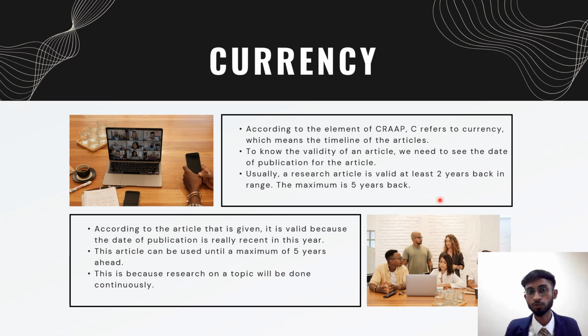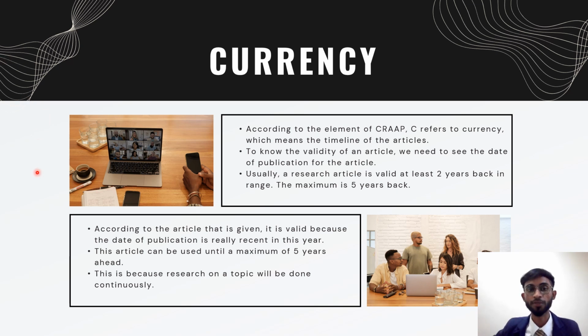If we are about to look for research that has been conducted 10 to 15 years back, it doesn't match the current trend. That's the reason why we are looking for a research article that has been published within the range of 2 to 5 years. Maximum we can go up to 5 years, but it is always best to stay within the range of 5 years.